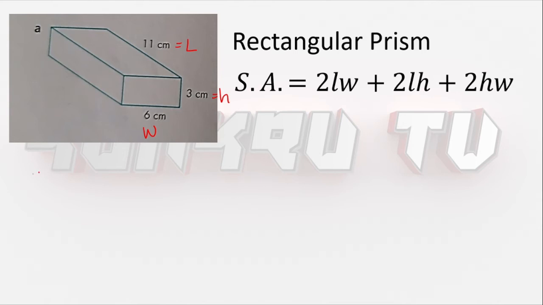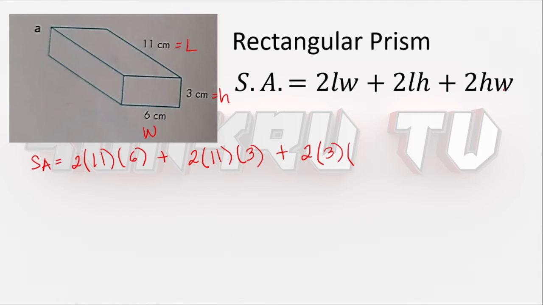Okay. So, sagutan natin. So, SA, surface area. So, 2 times length is 11, okay, times W, width is 6 centimeter. Plus 2 times L ulit, so 11, times H naman yung height, which is 3 centimeter. Plus 2 times height ulit, so 3. And then with W, so meron tayong 6 centimeter.